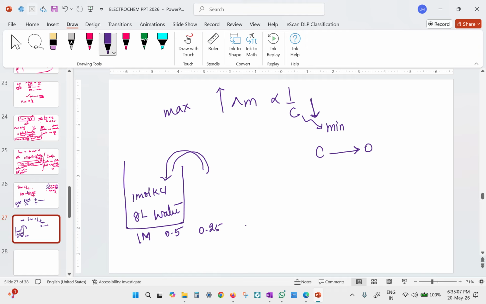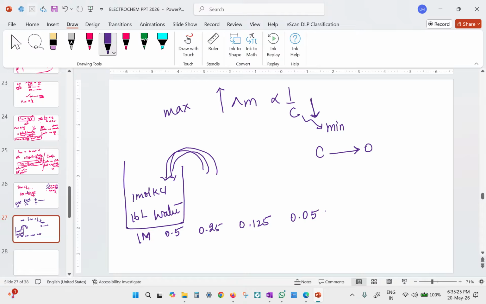Make it 8. 0.125. I'm going to add 8 more liters. Make it 16. 0.0625.